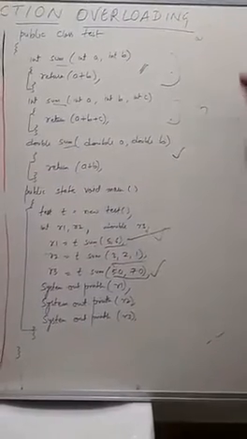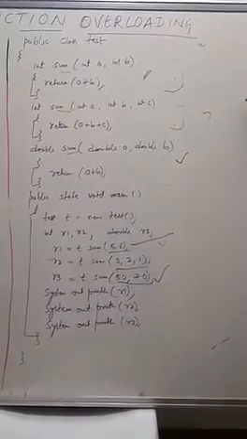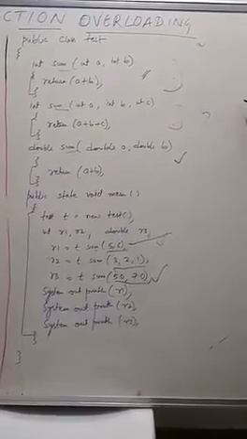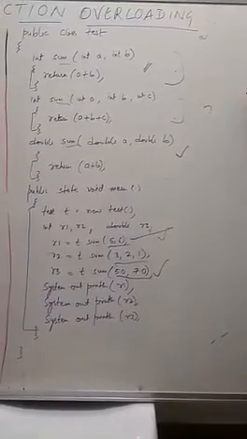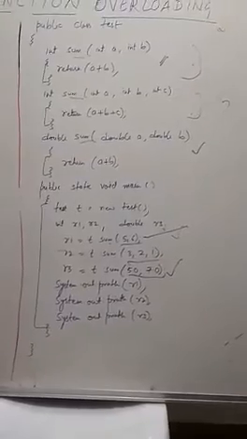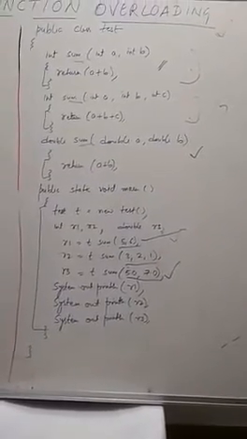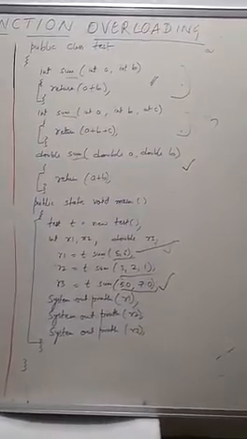Also, it is one of the ways how the concept of polymorphism is implemented. Moreover, we don't have to remember many method names. Here the computer will decide which method has to be executed depending on the number and the type of the parameters at the time of function call. So this is all about function overloading.